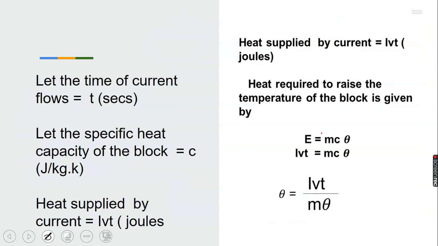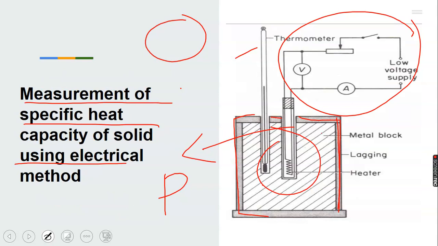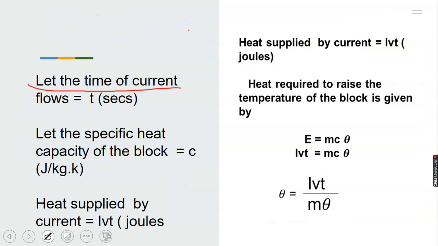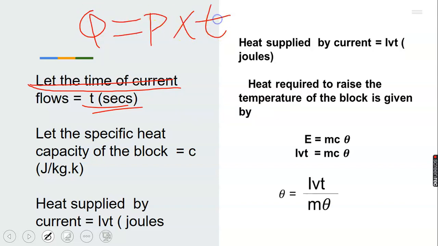Now, look at this. Let the time of the current flow be t. We know that energy equals power times time. Now, look here. The time for the current flow is t, and the specific heat capacity of the block equals C. And we want to measure the heat supply. You know, when the heater is supplying heat, the block is gaining the heat. Now, look at our heat here, it will now be power times time.